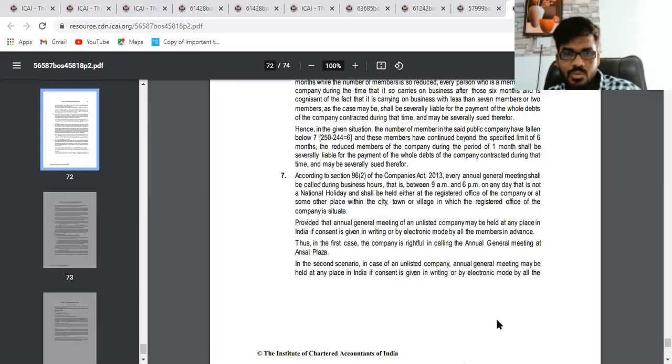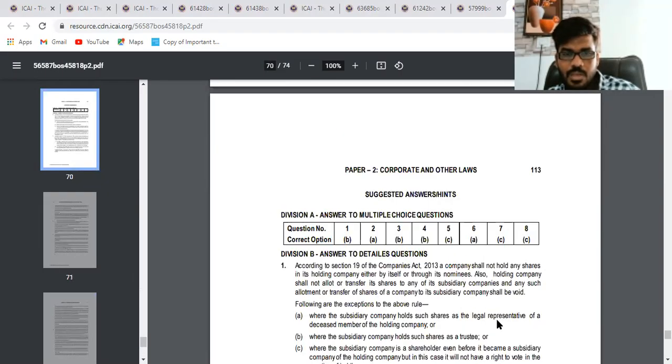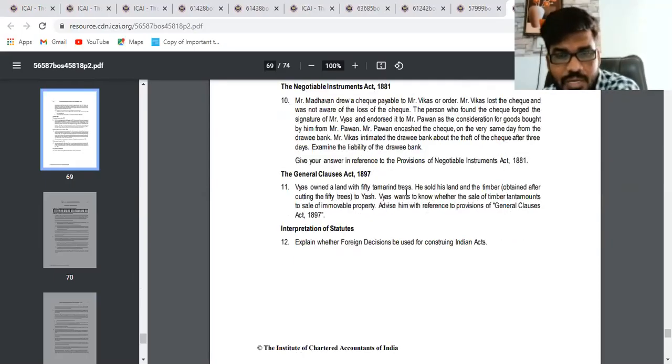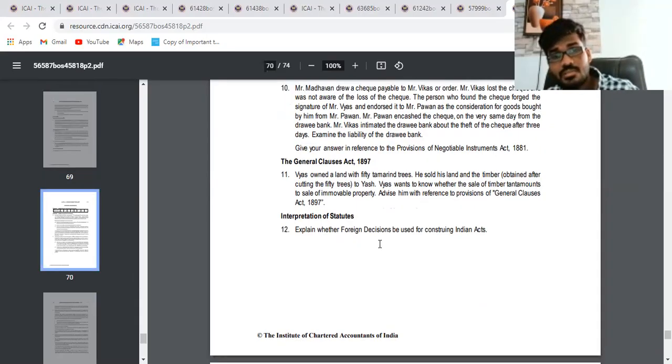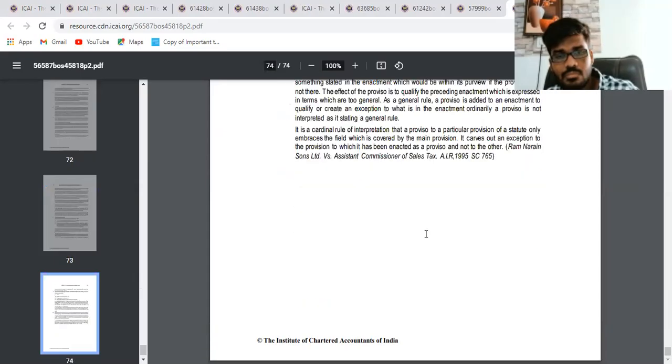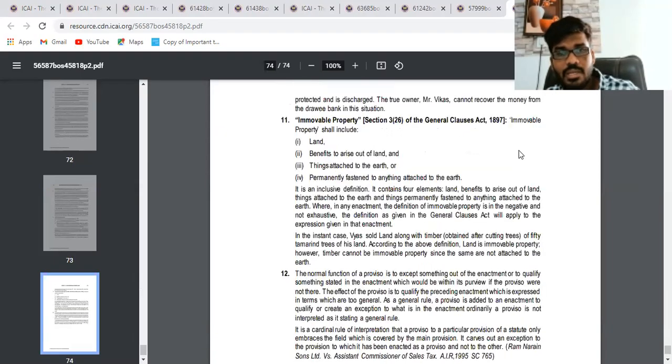In this situation, they can ask for an example: a person owns land with 50 tamarind trees. He sold the land and the timber to Ash. We want to know whether the sale of timber amounts to sale of immovable property, as per the definition in Section 3(26). Immovable property includes land, benefits arising out of land, and things attached to the earth, and like that, we are discussing the definitions now. Clear?